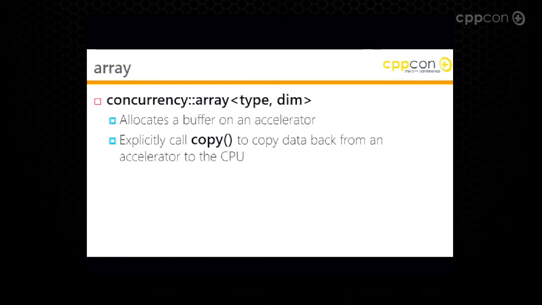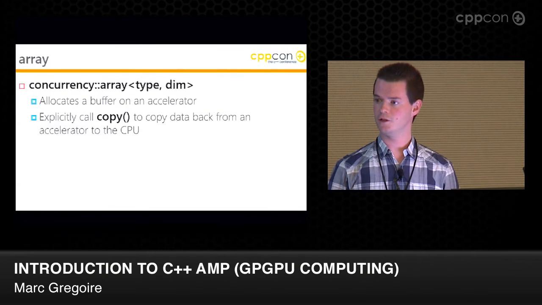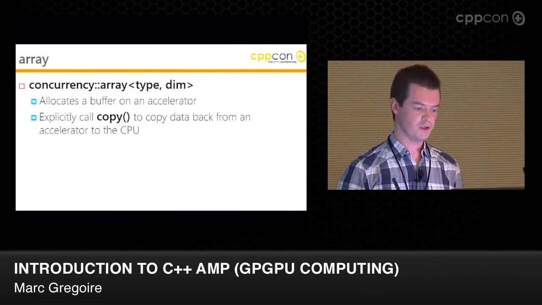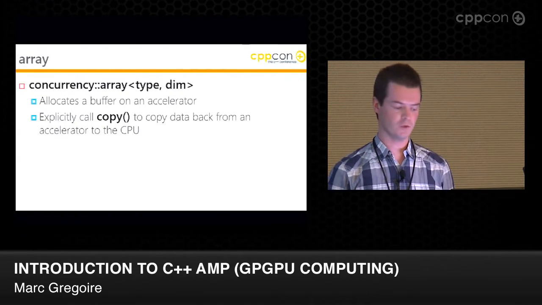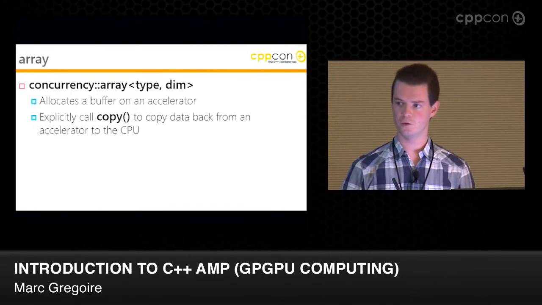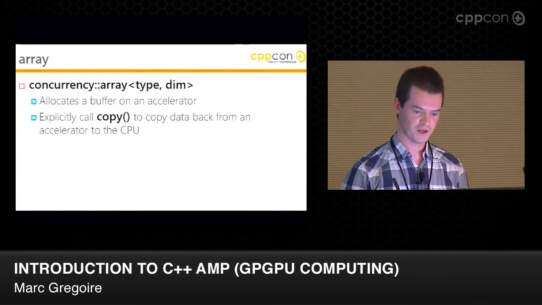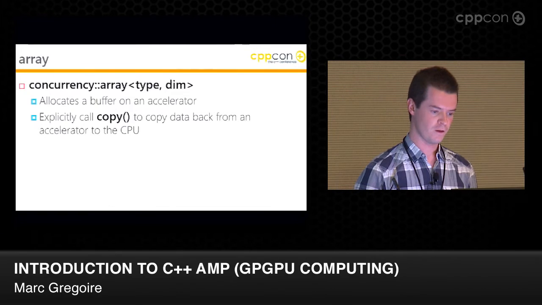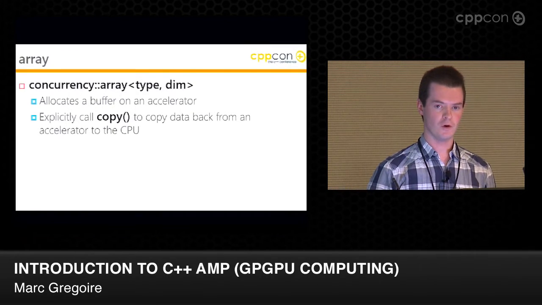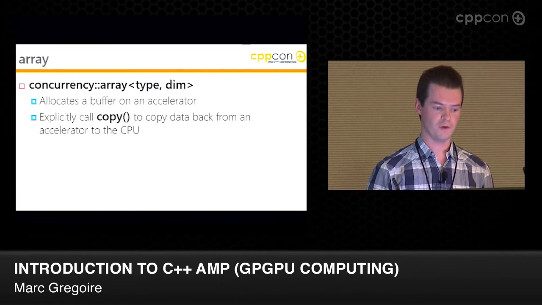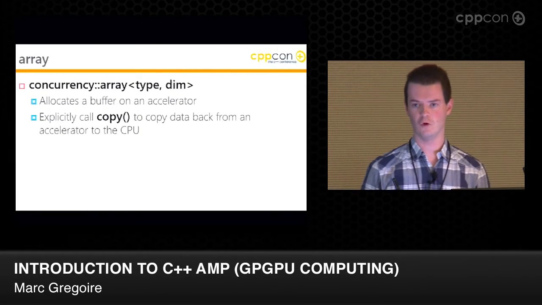The first one is the concurrency array. It's a template. It has 2 template type parameters: the type and the dimensionality. The type is the type of the data that you want to store in your array. And the dimensionality is whether it's a 1-dimensional array, 2-dimensional, 3-dimensional, and so on. It can go all the way up to 128. That's pretty hard to visualize, but it is possible. And if you construct an array, you have to explicitly call the copy method to copy the data to the accelerator and to copy it back to the CPU.